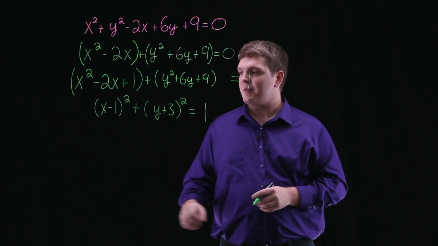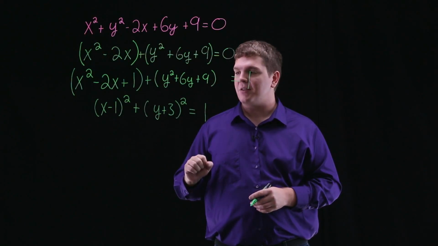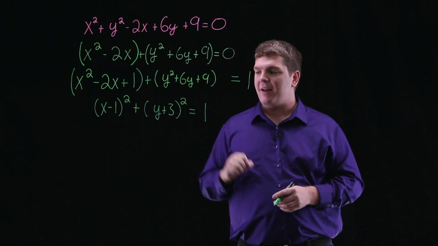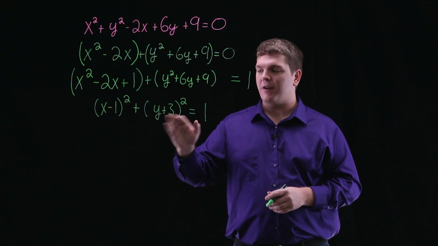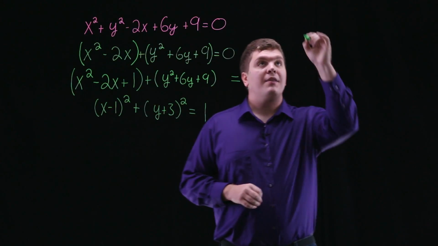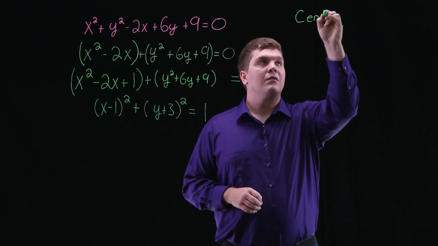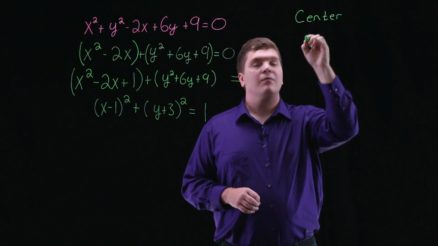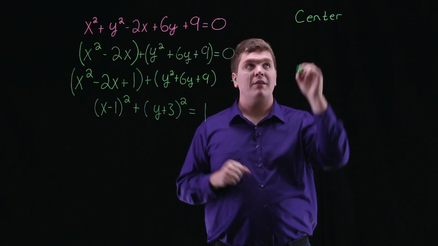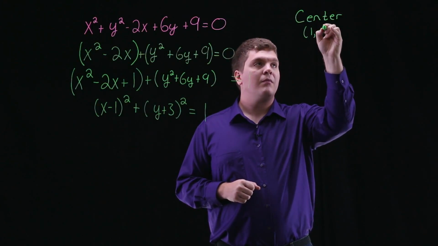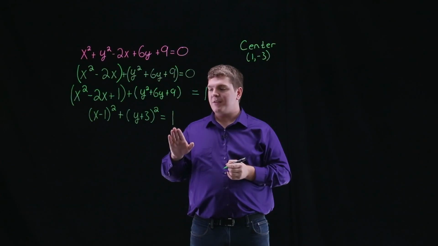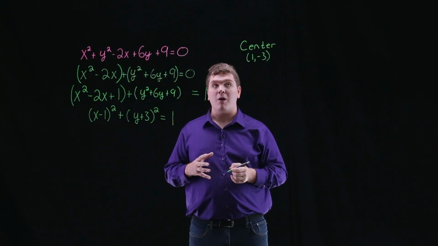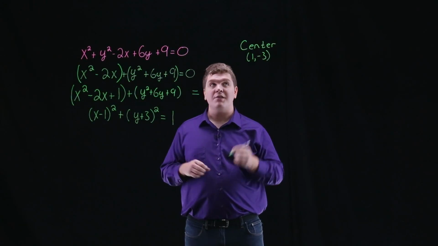A couple things to notice. In this case, h is equal to 1 and k is equal to negative 3, thinking about writing this as y minus a negative 3. So what that tells us is our center is the point 1, negative 3. To find our radius, we want to think about r squared. In this case, we have r squared is equal to 1. So our radius is just 1.